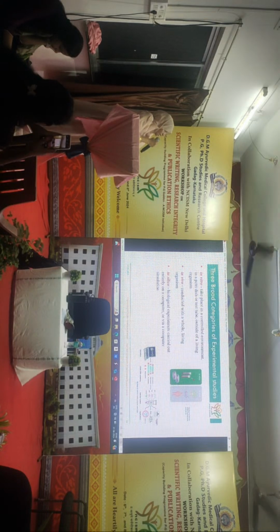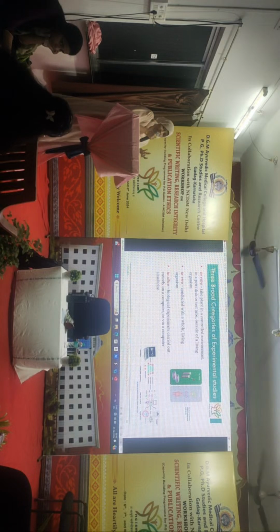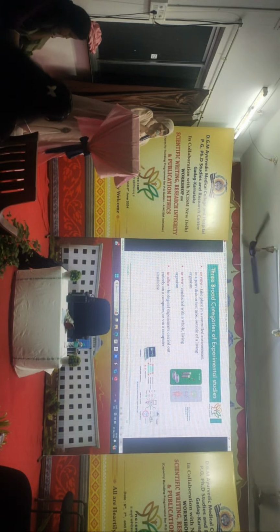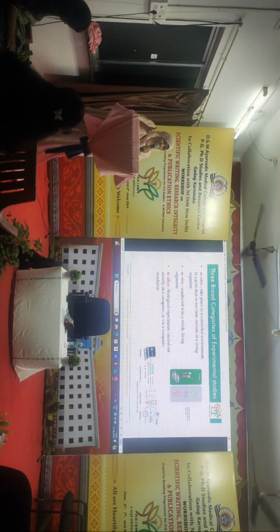Three broad categories of experimental studies. One is in vitro, that is in a petri dish or a test tube, in a controlled environment outside of a living organism. If it is inside the living organism, it becomes in vivo. And if a biological experiment is carried out entirely on a computer, a computer simulation, it is called in silico. Next.